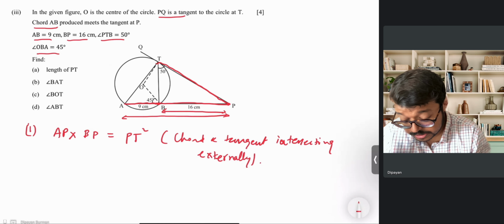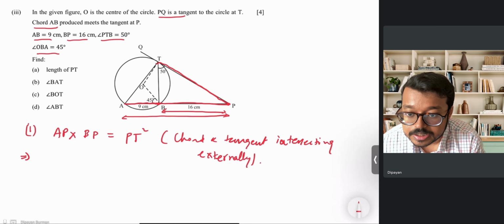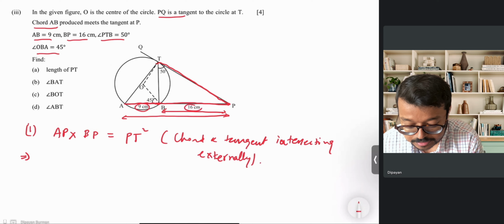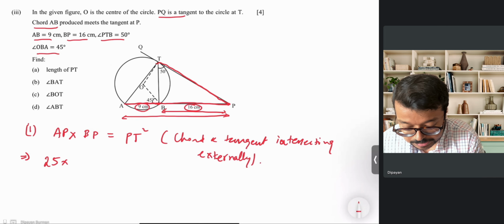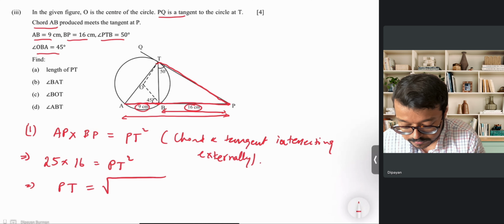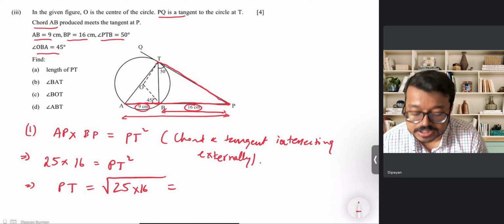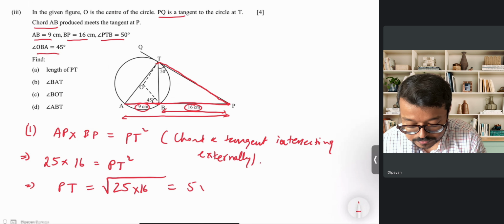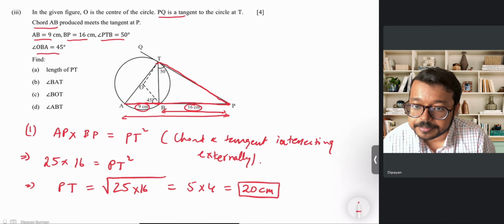Okay, then let's just plug in the measurements that we know. The length of AP will be 9 plus 16. The entire length of AP will be 9 plus 16, which is 25. And BP is given as 16, so that is PT square. If I take the square root, I will get PT equal to square root of 25 into 16, which is root of 25 into root of 16. Root of 25 is 5, root of 16 is 4, 5 into 4 is 20. So 20 centimeter is the length of the tangent PT. Okay, done.